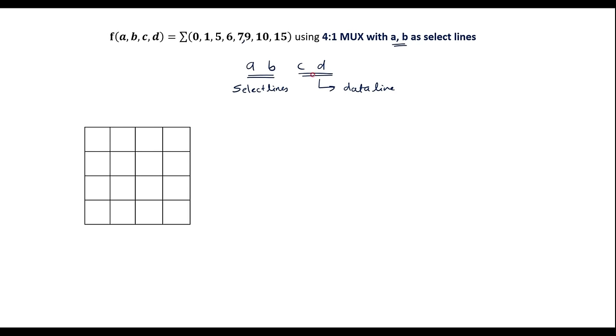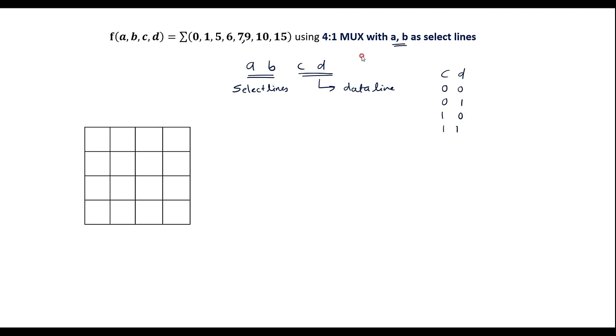So here the data lines are two variables. With two variables, the possible values are four. C may be 0, D may be 0: 0, 0, 0, 1, 1, 0 or 1, 1. These are the possible data values. In terms of variables, we can write it as C bar D bar, C bar D, C D bar and C D. So here, first you have to write the implementation table.